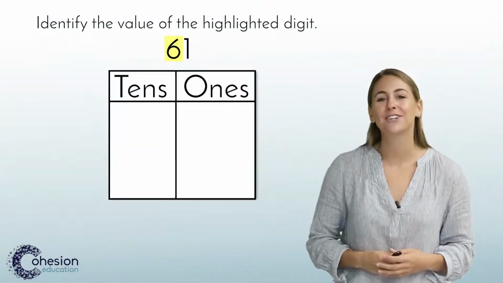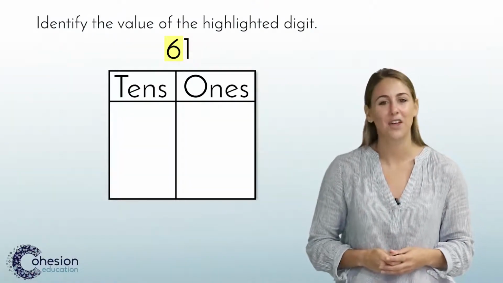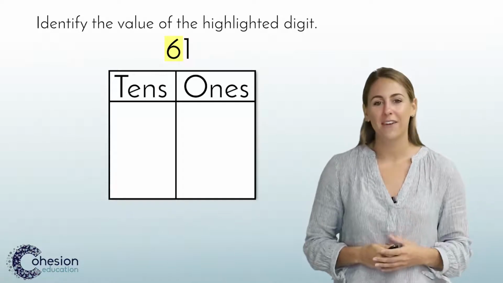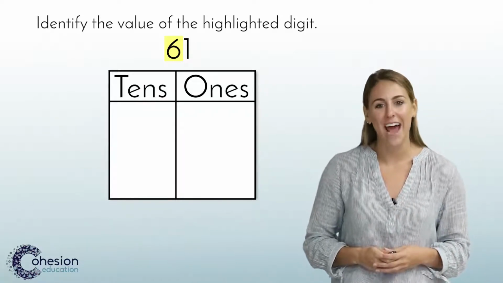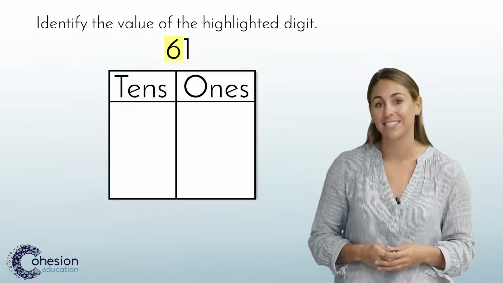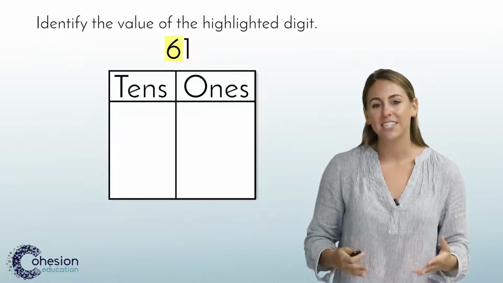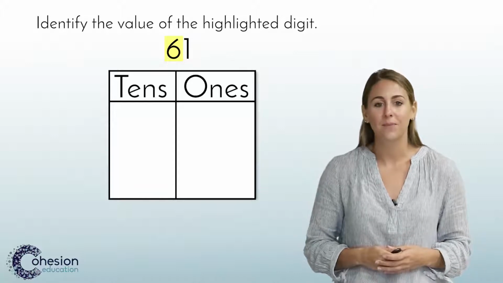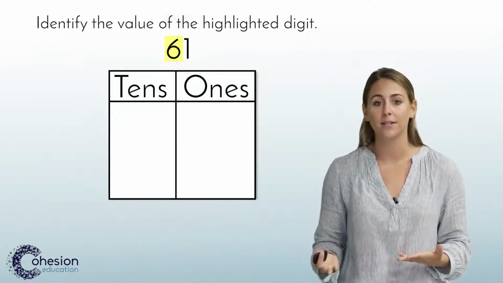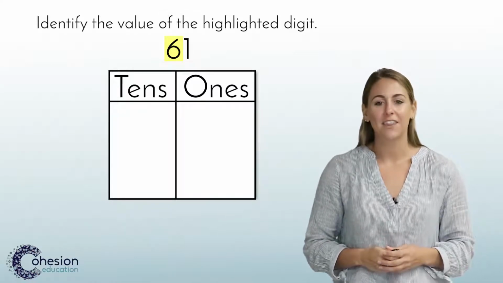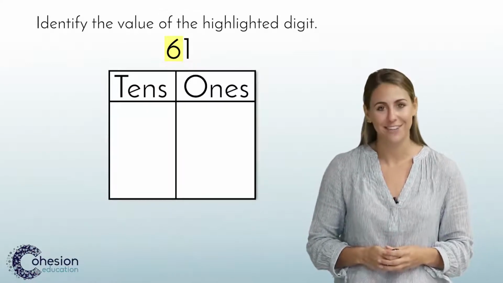In this lesson, students will use place value to identify the value of digits. Students will be given a 2-digit number along with a place value model, then asked to identify the value of one of its digits. One of the digits in the given number will be highlighted. Students will determine if that digit represents tens or ones. Students can identify the value by observing the location of the digit.